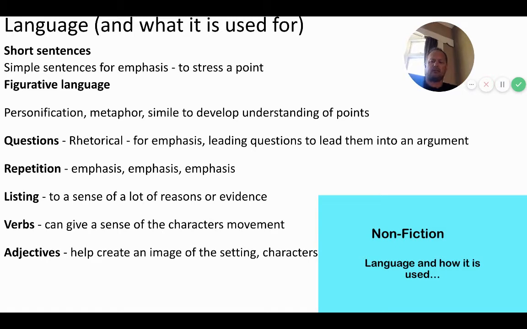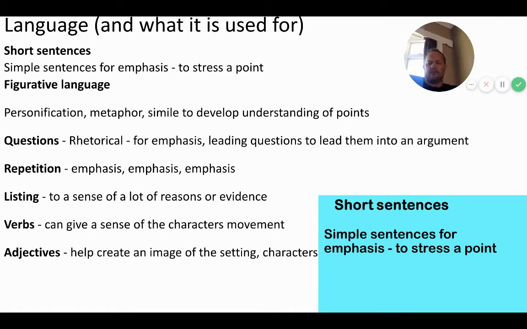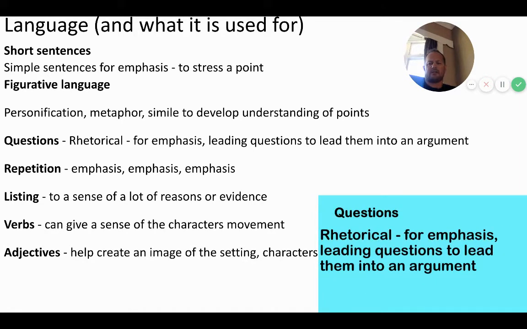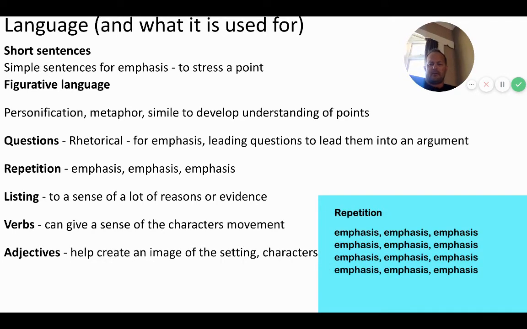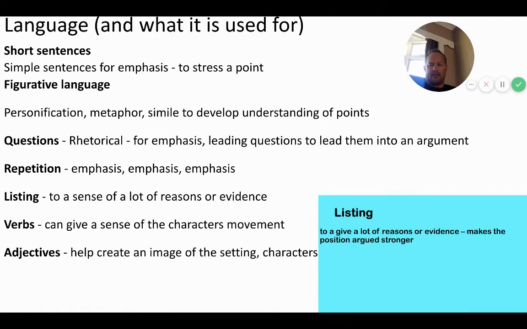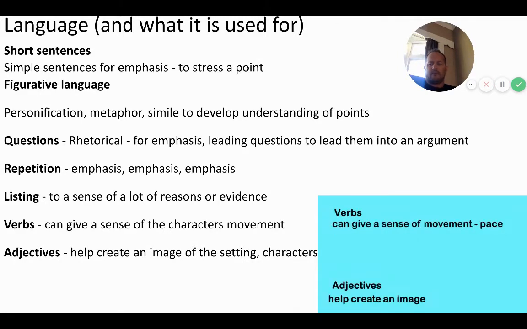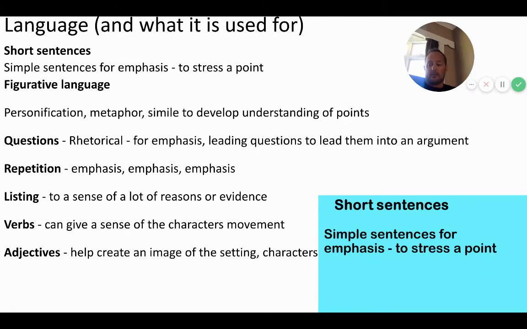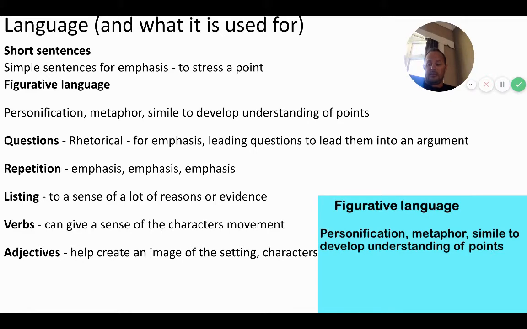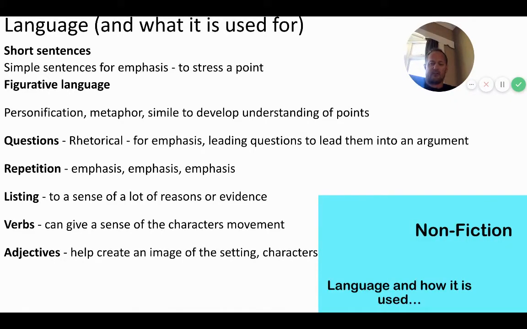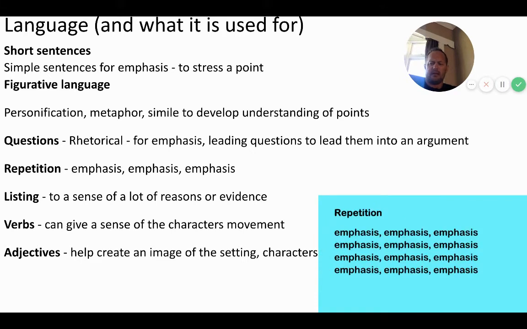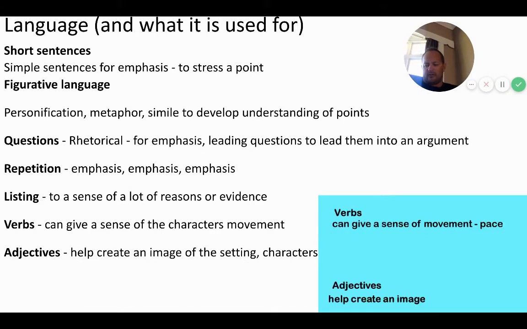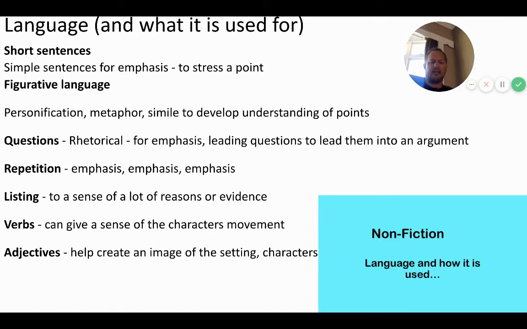Here are the types of language and what they're used for. We've often got short, simple sentences for emphasis or to stress a point. We've got the figurative language that we've looked at already in fiction and poetry: personification, metaphor, and simile to develop an understanding of points. So it should be really clear that you need a really good and clear understanding of personification, metaphor, and simile. Often there are rhetorical questions for emphasis, leading questions to help them express their opinion and lead the reader into the argument.